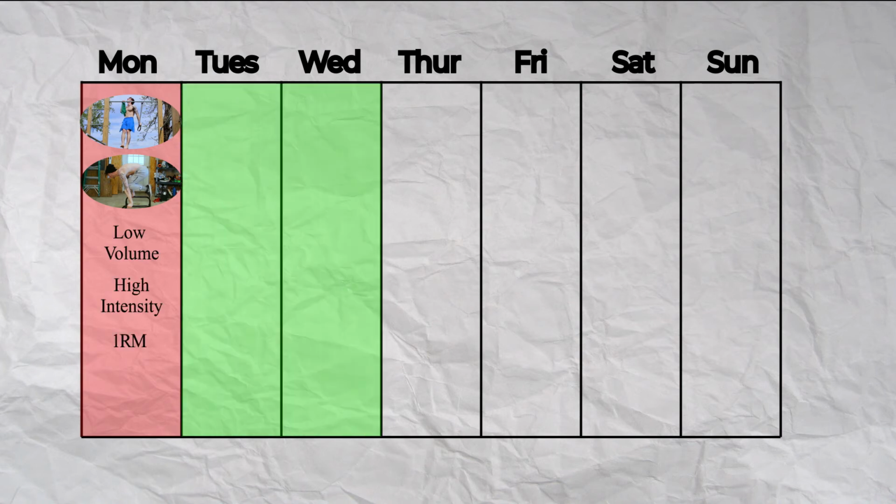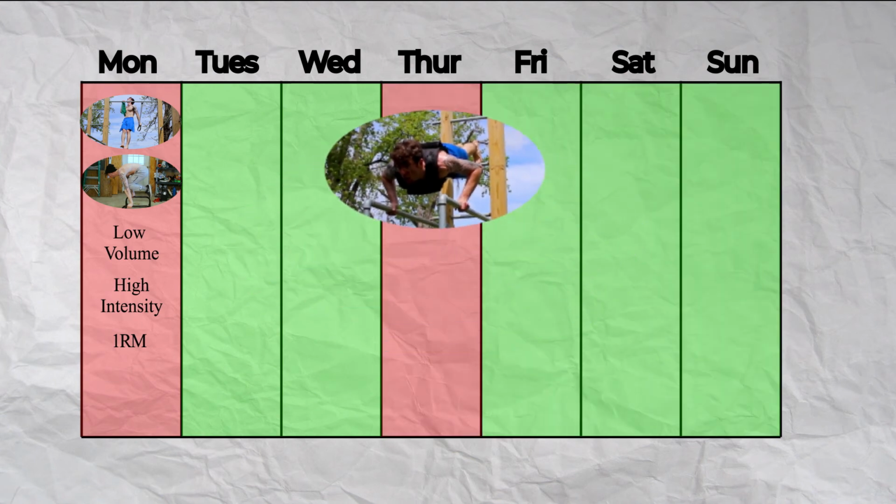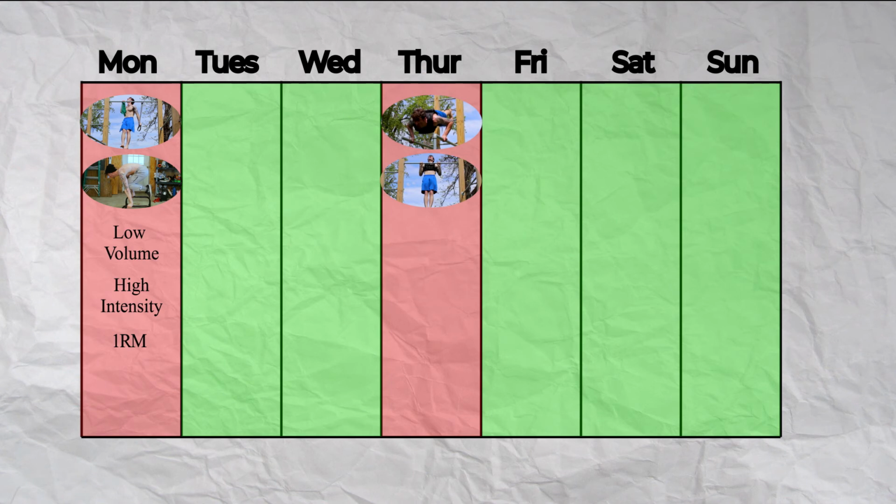He then takes a few days rest, and on Thursday, he trains for hypertrophy by doing bodyweight push-ups and bodyweight pull-ups with higher volume and lower intensity. These exercises are further from his 1-rep max. By doing a hypertrophy workout on Thursday, he's not over-fatiguing his tendons, but he is training his muscles when they are ready for more stimulus.